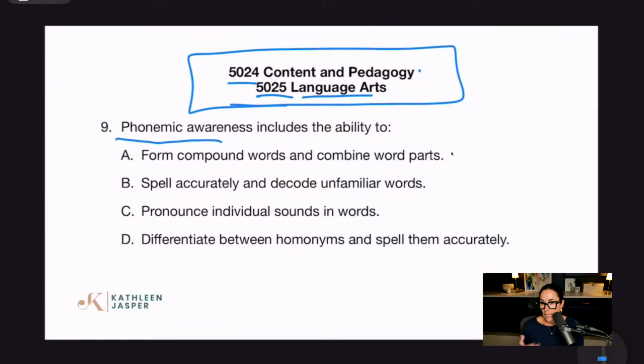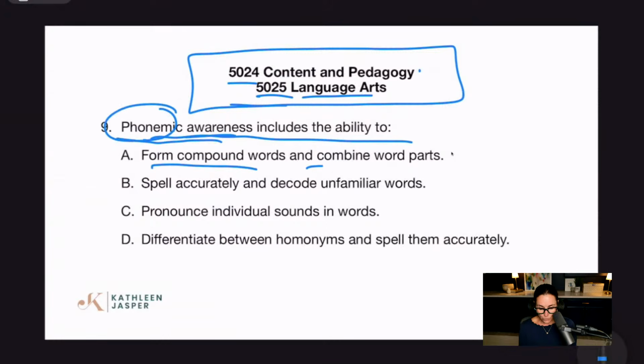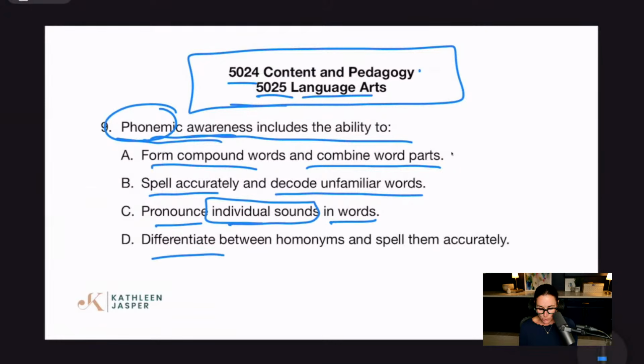Okay. So this question stem is quite short. So I don't need to work backwards here. It's not a huge scenario question. Right away, the term phonemic awareness stands out. So we have A, form compound words and combine word parts. B, spell accurately and decode unfamiliar words. C, pronounce individual sounds in words. And D, differentiate between homonyms and spell them accurately.